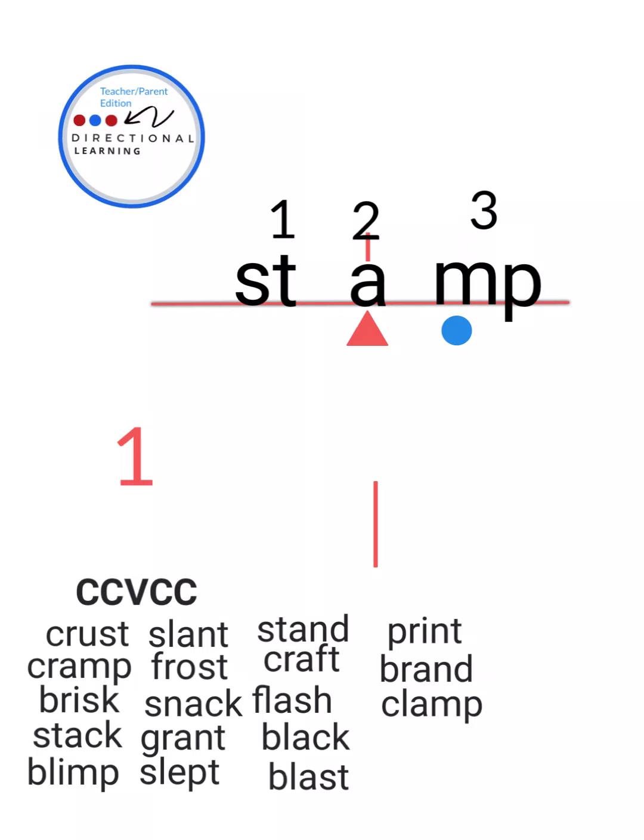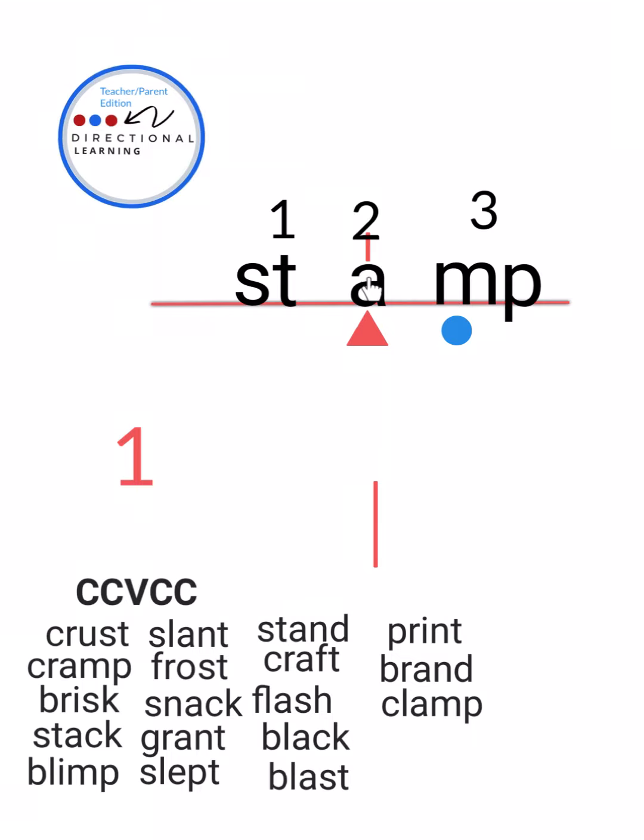Okay, and then if they don't know their blends, you can show them. Remember, you're going to say this sound, and blend it really quick. So you'll hear both sounds. St, blend it, st. Okay, and here's another blend. Blend, mp, mp. So that's how you say it. And then they can touch it and say the word by blending it all together.